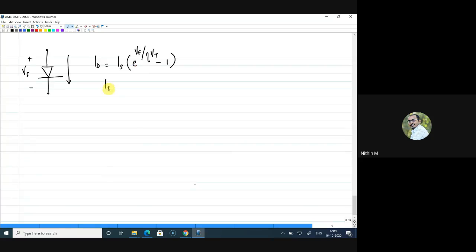We call this Is the reverse saturation current. Vt we call the volt equivalent of temperature. And eta is a factor. In most cases you can consider that eta factor as 1. Then ID is your diode current. This is how you represent diode current.